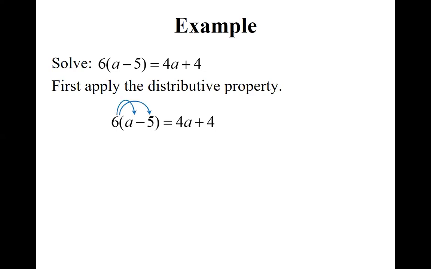6 times a is 6a. 6 times negative 5 is negative 30. So 6a minus 30 equals 4a plus 4. We need to pick a first move in getting the a's on one side and everything else on the other. Let's subtract 4a from both sides.